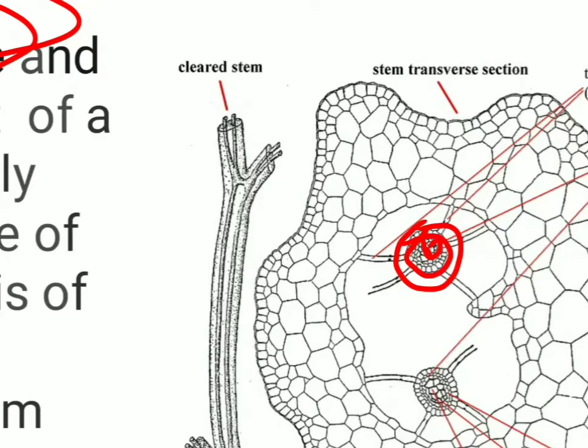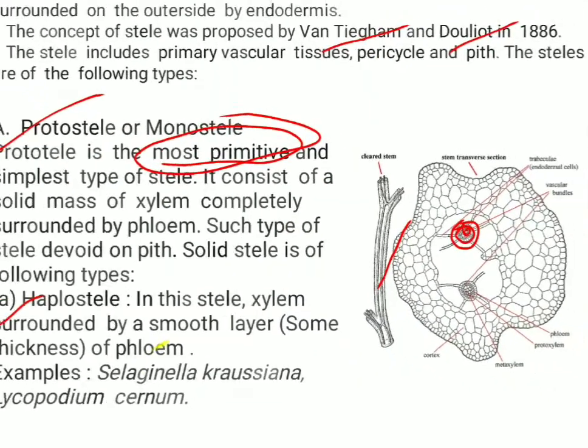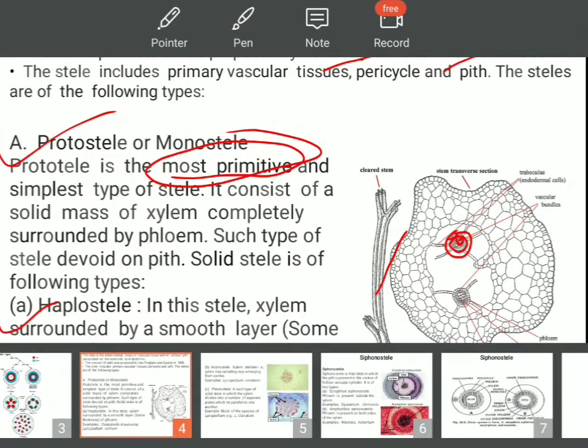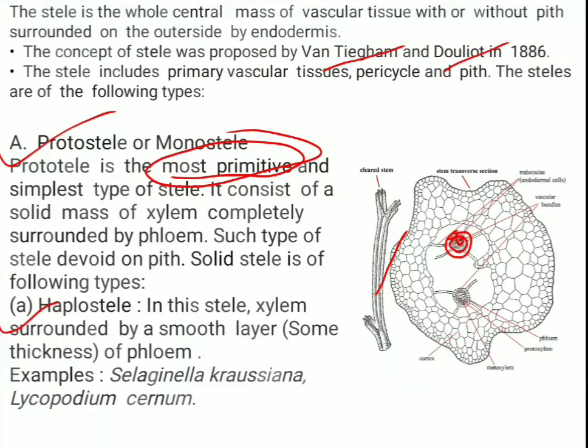Okay, it is phloem cells. Okay, and this type of stele is known as haplostele. Okay, and as an example, haplostele is present in which plants? Selaginella, Lycopodium and Lycopodium serratum.